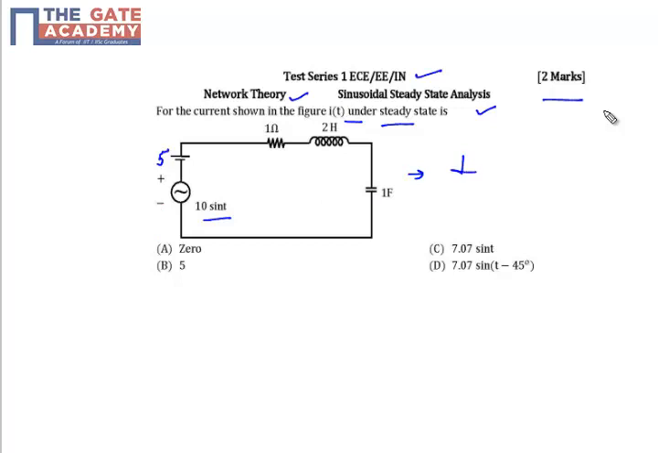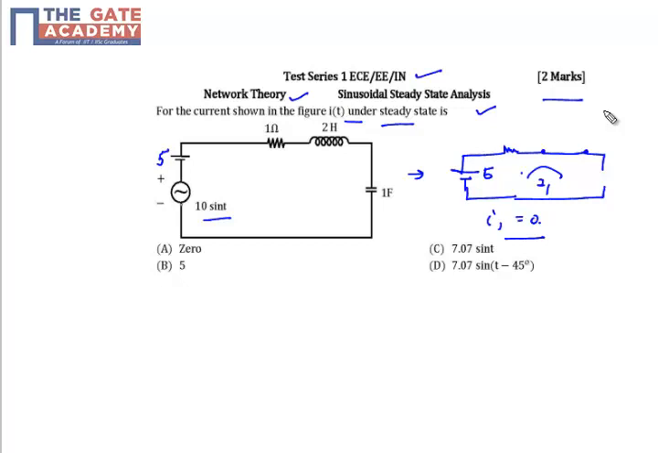If I just consider the DC source, replace the AC source with a short circuit. You know that in case of a DC source, in the steady state the inductor behaves as a short circuit, and the capacitor behaves as an open circuit. If the capacitor is behaving as an open circuit, there will be no current, because current always flows in a closed path. So there will be no current in case of the DC source.